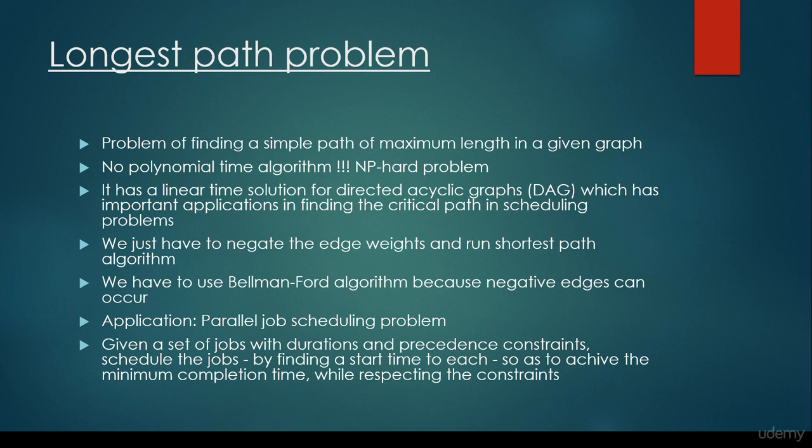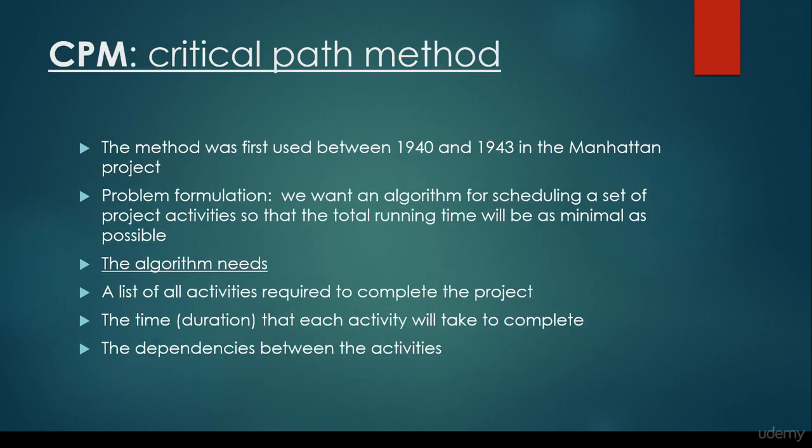For example, given a set of jobs with durations and precedence constraints, schedule the jobs by finding a start time to each so as to achieve the minimum completion time while respecting the constraints. And as you may guess, these kinds of problems are very common in, for example, car manufacturing or hardware manufacturing. So we have lots of jobs, and of course there are some dependencies. And basically this is the CPM, the critical path method.